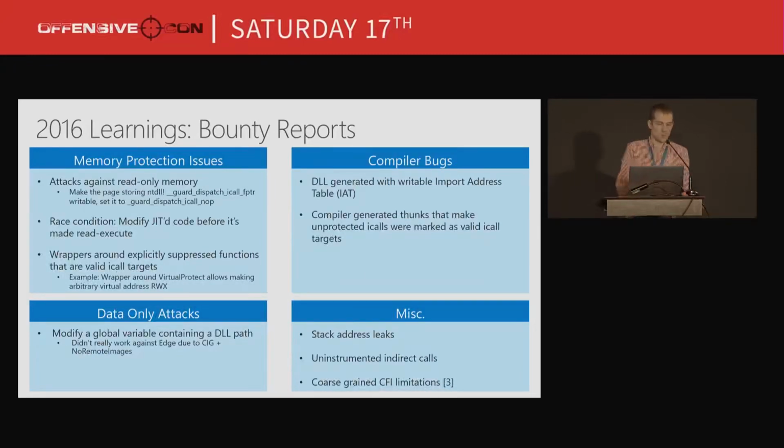And then we saw more of the same. We saw more data-only corruption attacks, people finding interesting DLL paths stored in the heap or in global variables that they could corrupt. We saw people reporting interesting ways they could leak stack addresses, uninstrumented indirect calls in binaries, and we saw some interesting research on really testing the limits of coarse-grained CFI. And I have a pretty good link to an article that really explores that at the end of the slides.